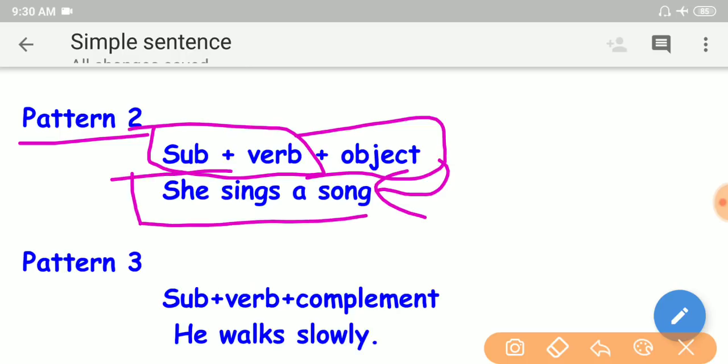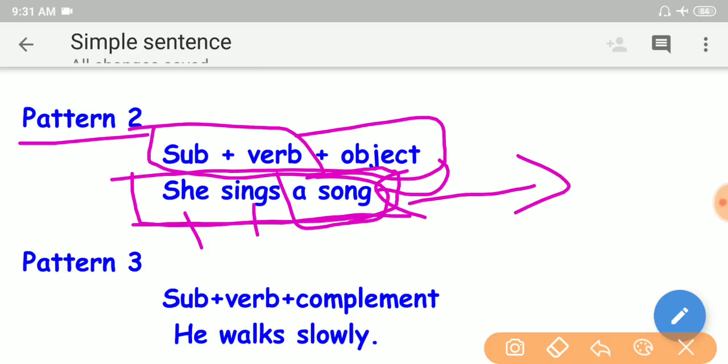She sings a song. She sings a song has all the basic elements: subject, verb, and object. At the same time, the group of three or four words gives complete meaning. That's why this is a simple sentence. My dear friends, I give a pen. He told a story. They are watching a movie. These are the examples for pattern 2, my dear friends.